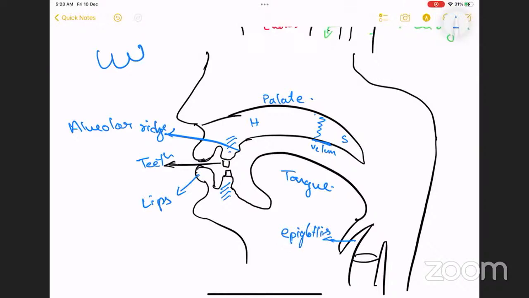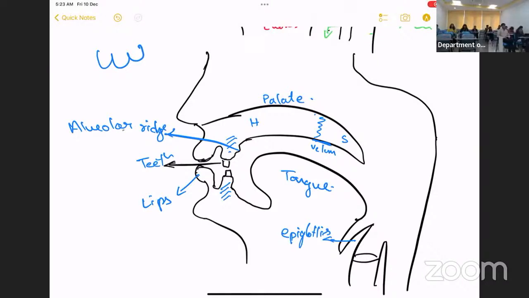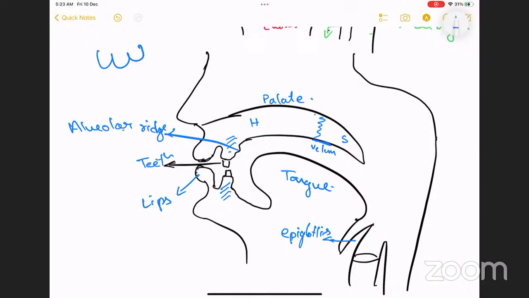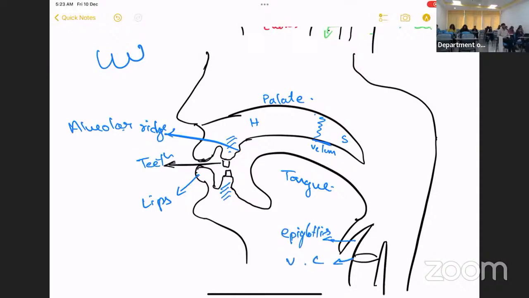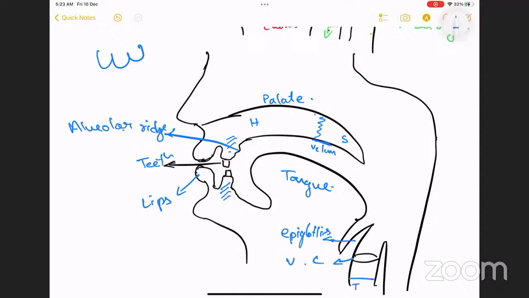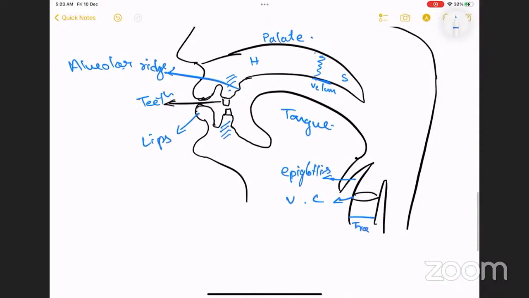You should know where the epiglottis is, where the velum is, or if you just know the soft palate, that's also fine. Where the alveolar ridge is, where the teeth are, lips, and the tongue. Always remember here we have the vocal cords, and anything beyond the larynx is the trachea. That is the windpipe.